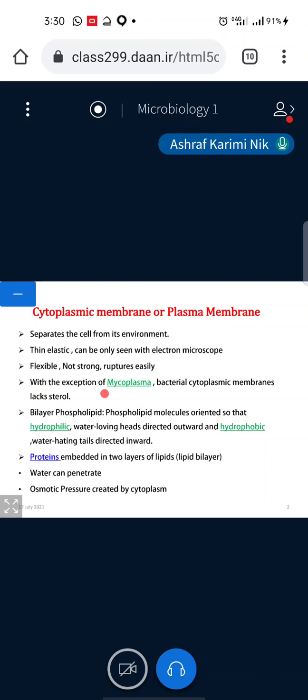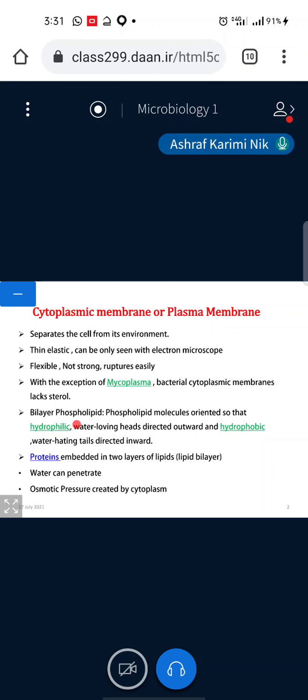With the exception of mycoplasma, bacterial cytoplasmic membranes lack sterols. It means most bacteria lack sterols, with the exception of mycoplasma. Mycoplasma, a genus of bacteria, have sterols in their cytoplasmic membrane.